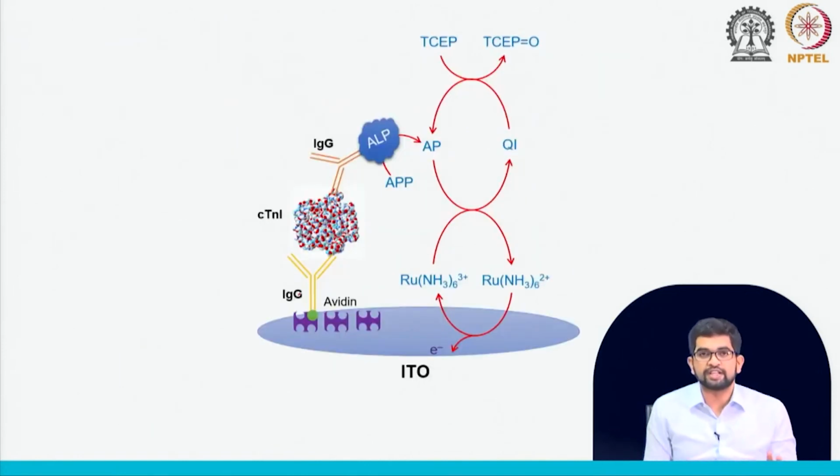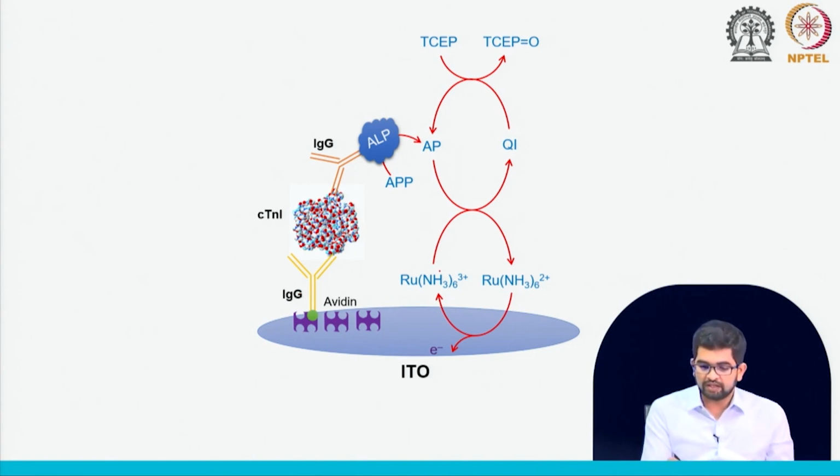Now, I will come to another example, right. See this example. Not only one cycle, like in the previous slide I told you there is one cycle, right: ruthenium hexamine 3 plus forms ruthenium hexamine 2 plus, and this cycling happens, and you will get signal amplification. But we can amplify this in a better way if we can incorporate one more cycle.